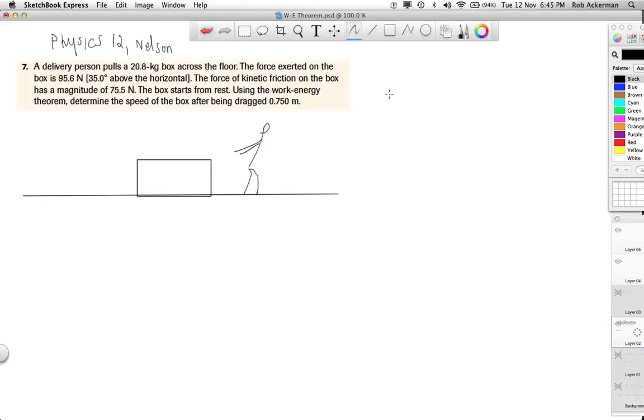And it says that the pulling force is above the horizontal. So I'm going to try to show that with maybe a rope of some sort, which is inclined at an angle above the horizontal. That angle in there, they tell me, is 35 degrees. Of course, if the person's pulling, maybe this is a tension force in a rope. So let's show Ft, or F applied, however you want to look at it. And they tell us that it's 95.6 newtons.